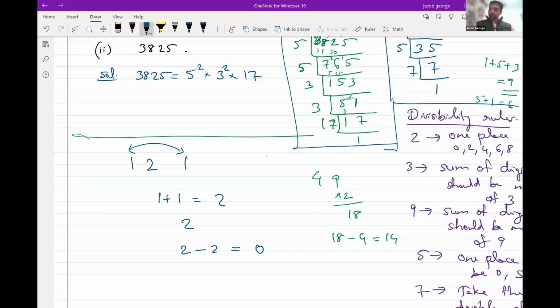Take the sum of digits in the even places, then the sum of digits in the odd places, and find the difference. If that difference is 0 or 11, then it is divisible by 11.